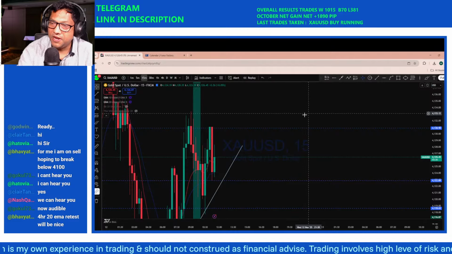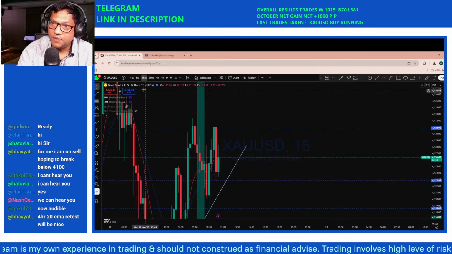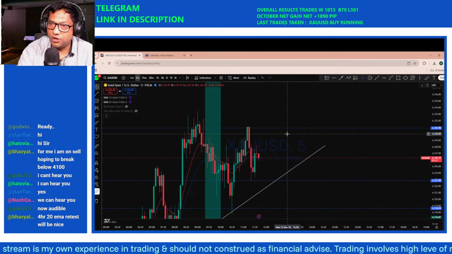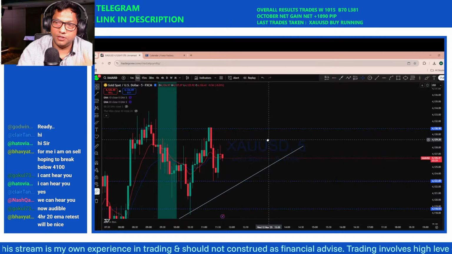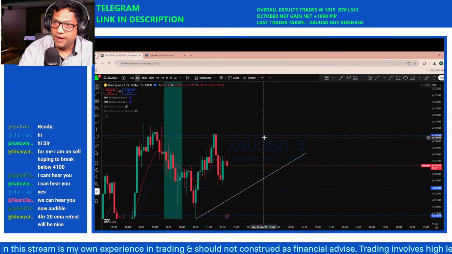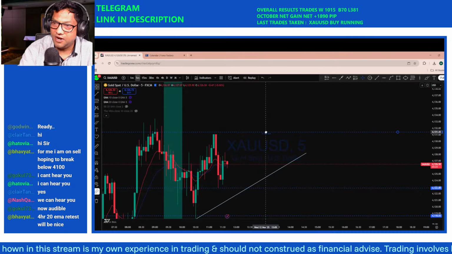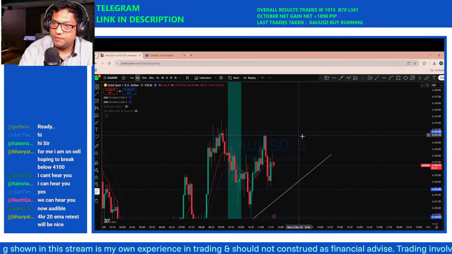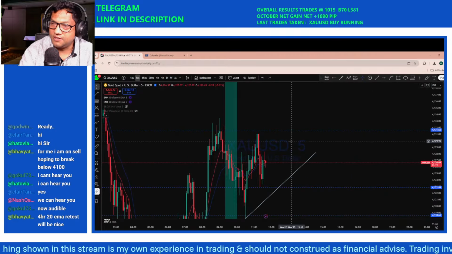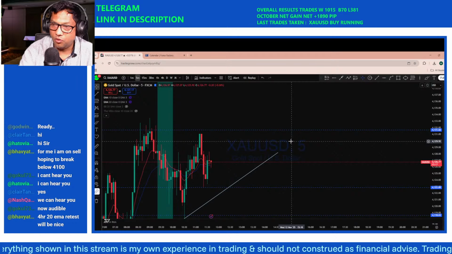So we can prepare for a pending order here in that area. So it is a doji, and we'll be placing a pending order above this high with a tight risk, of course.